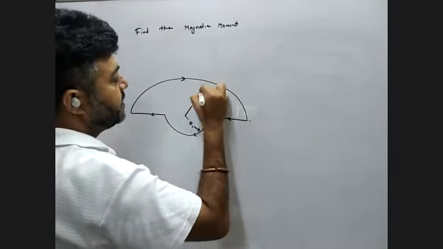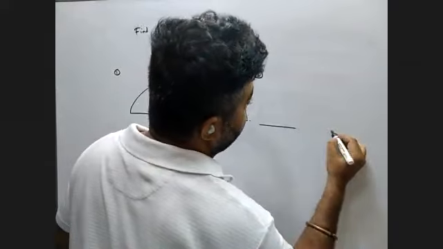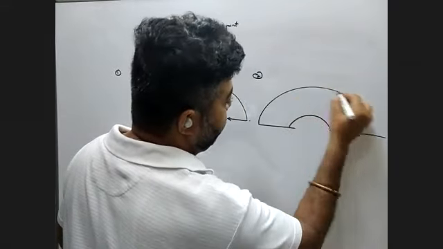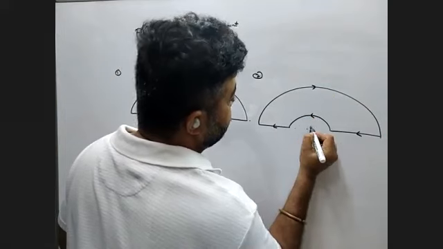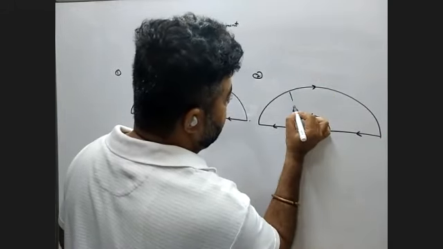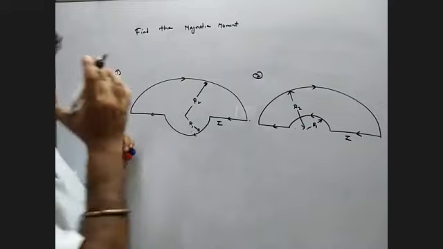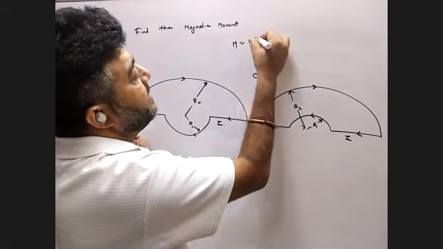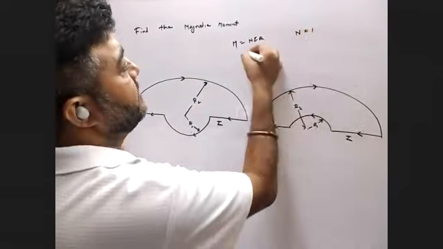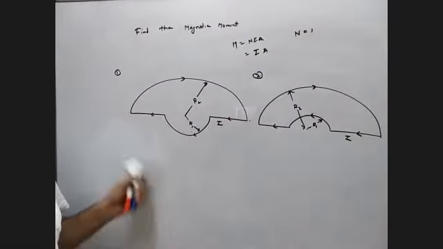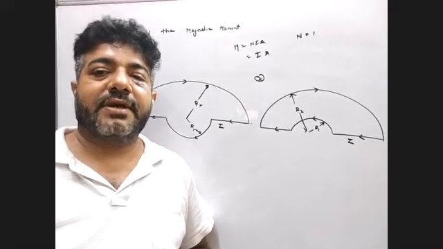This is R1, this is R2. This is the first part and this is the second part. This is the current I. This radius is R1, this radius is R2. Find the magnetic moment. Let me help you: the magnetic moment is N I A, but here they have not mentioned the number of turns, so we can take N equals 1. You have to find current into area with the direction. For direction, use the right-hand curl rule, same as for magnetic field. So try and tell me the answer.